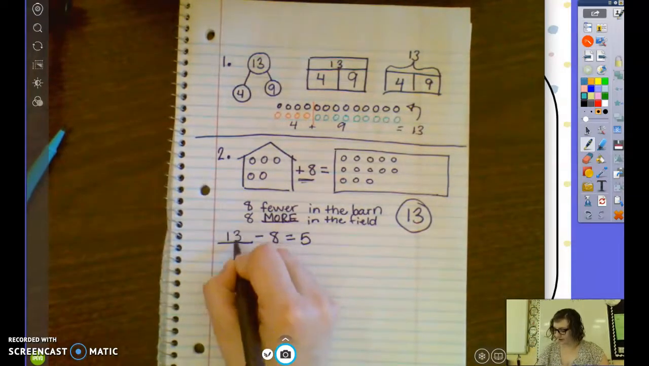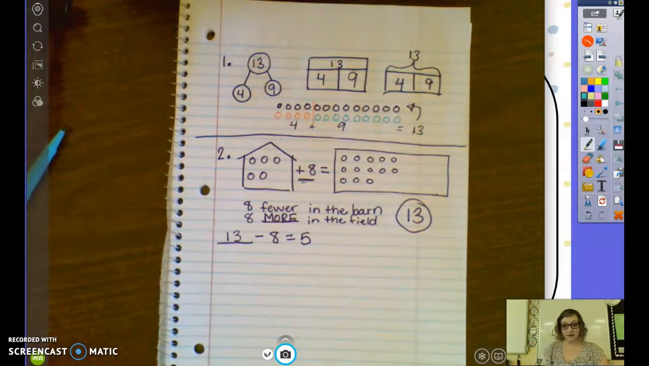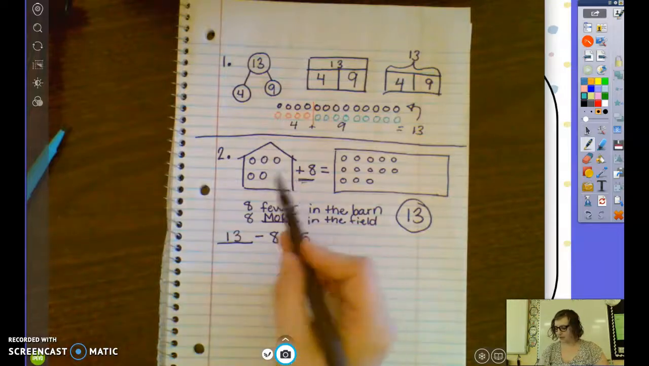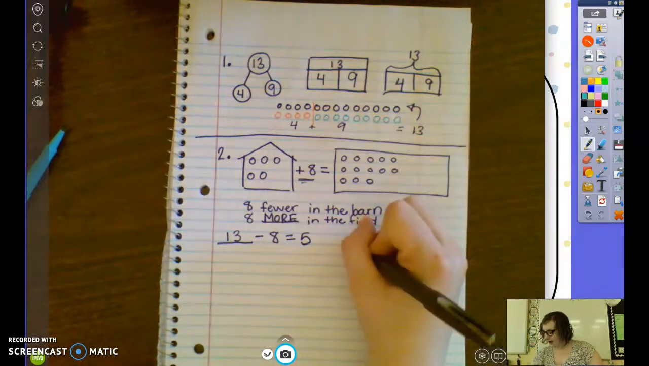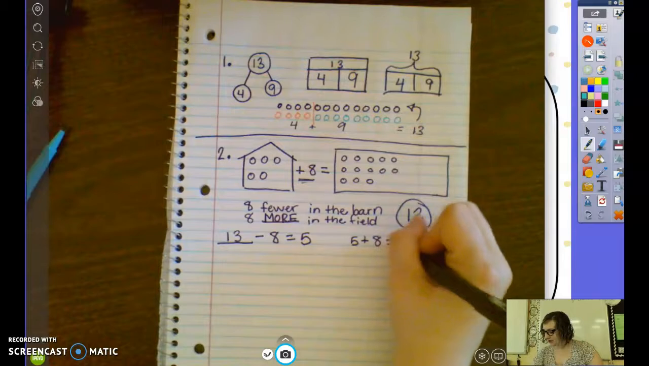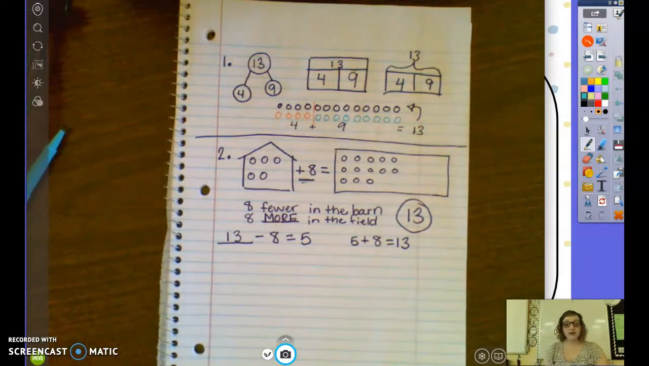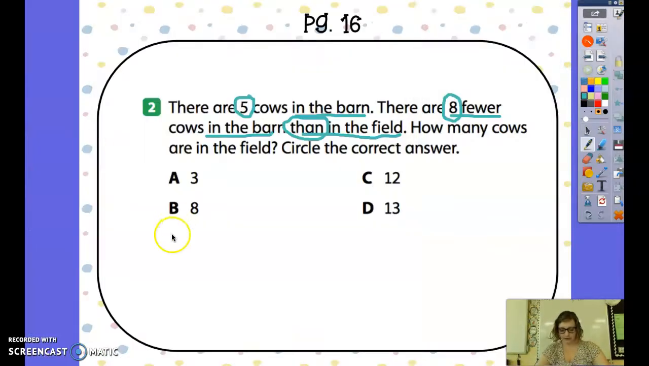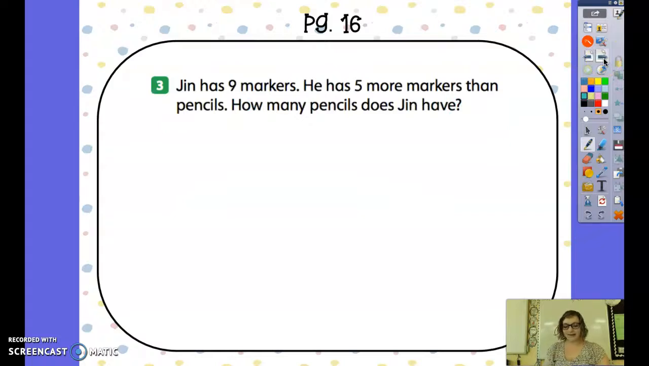I could write an equation like this, 13 minus 8 equals 5. Or I could think about it where we did the adding. I could write 5 plus 8 equals 13. Either way is an okay way to write your equation. So when I go back to my problem, I would circle 13 because that is the correct answer. All right, we're going to move on to our next problem. All right, it says Jin has 9 markers.